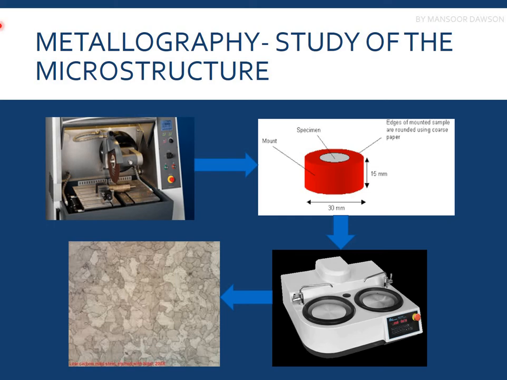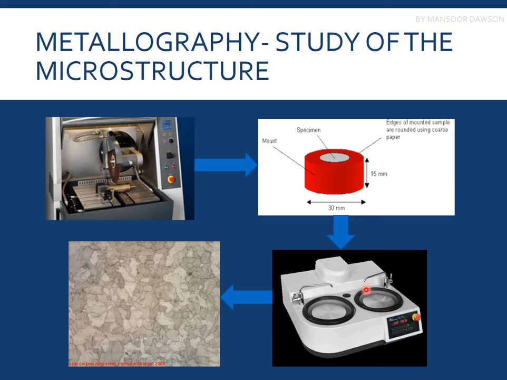So this is how micrography is done. We must have done it in the lab. So this is the sectional part. We cut our material to the size we want, then we mount it and grind and polish it, using the grinding and polishing machine.